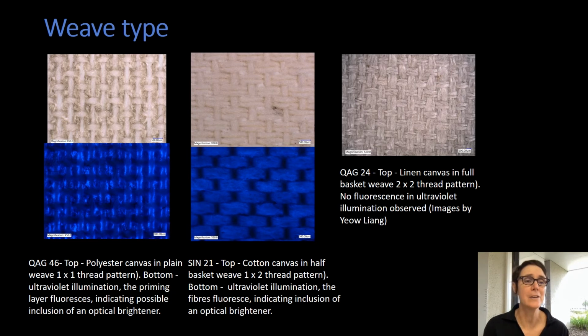The sample on the left, Quag 46, you can see that the optical brightener is visible from the reverse in the priming layer. The sample in the centre, Singapore 21, optical brightener is seen only in one orientation of the fibre. In the linen sample, Quag 24, there was no fluorescence under ultraviolet illumination, so it's not imaged here.